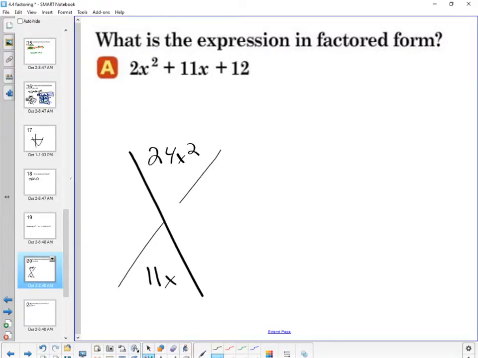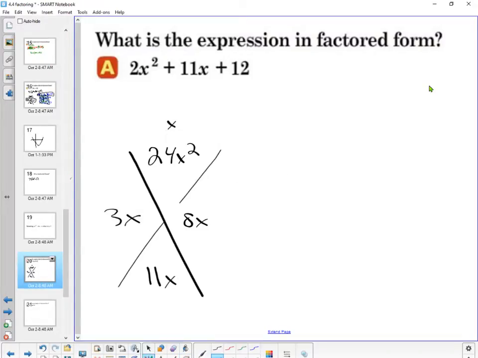24x squared. So I'm looking for two numbers that combine to 11, and multiply to 24. So let's see here. How do we multiply to 24? Let's go with a 6 and a 4. Does that work? No. So let's do 5 and... I can't do 5 and 3. 3 and 8. There you go. That was not too bad. So 3x, 8x. That's the hard part.